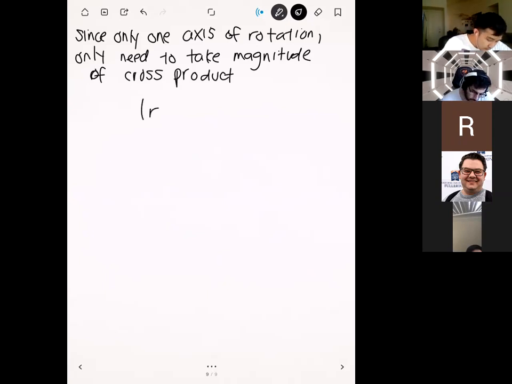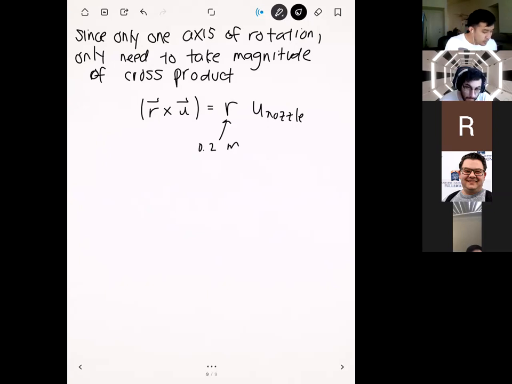And so when we have this r cross u right here, we simply take the magnitude, and the magnitude is just going to be the moment arm, or r, multiplied by the velocity. So this is going to be r, which we're given in the problem. Remember, this is going to be 0.2 meters. And this is going to be multiplied by u nozzle. And so that's the magnitude of this vector.